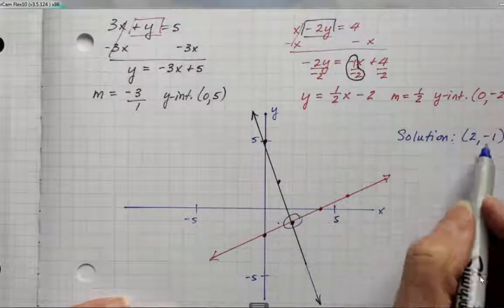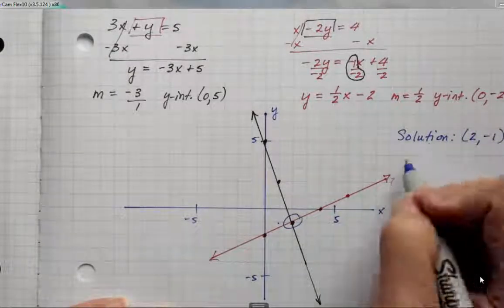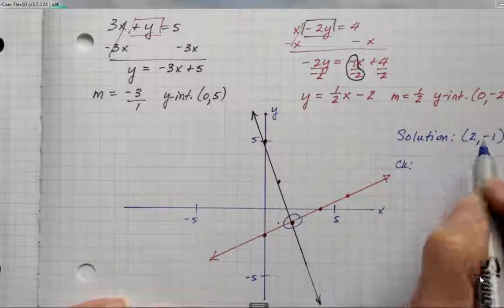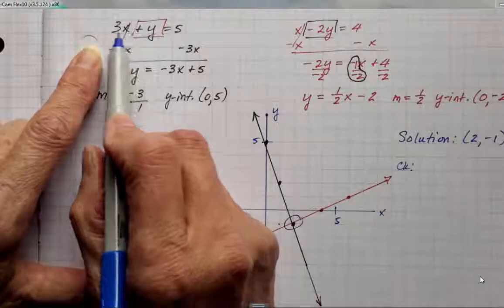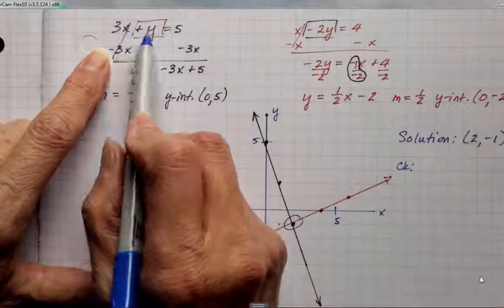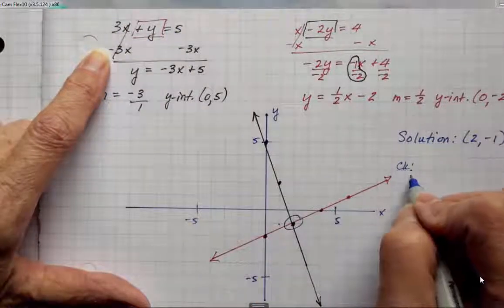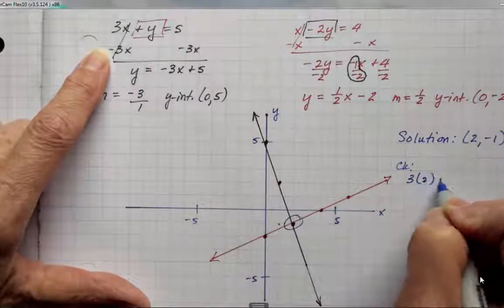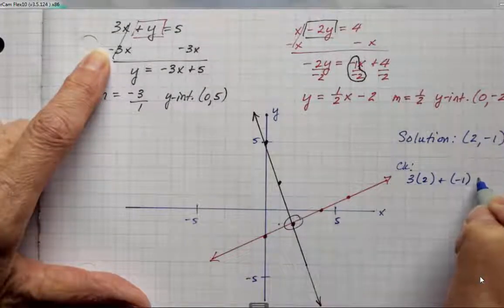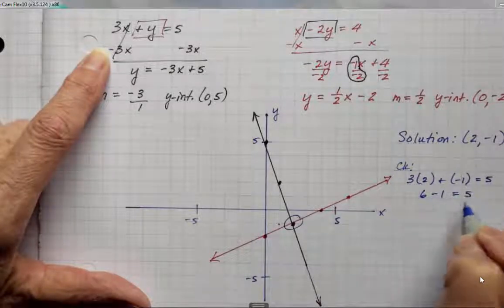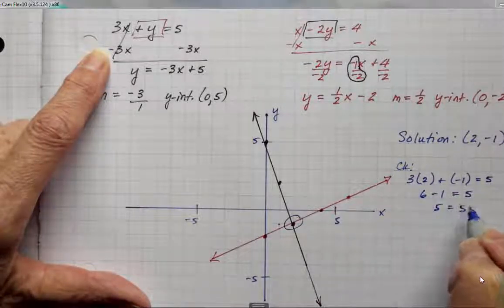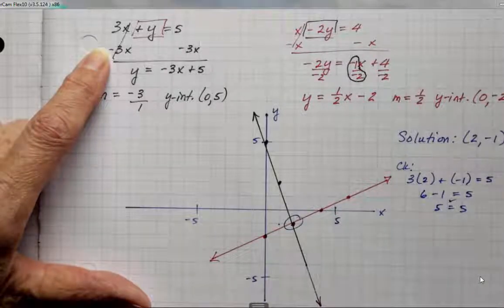Now I always like to check my solutions, so I'm going to take that point and I'm going to go back into my original equation up here, and I'm going to put in 2 for x and negative 1 for y. Simplifying, I end up with 5 is equal to 5. So that's a true statement, and it checks.